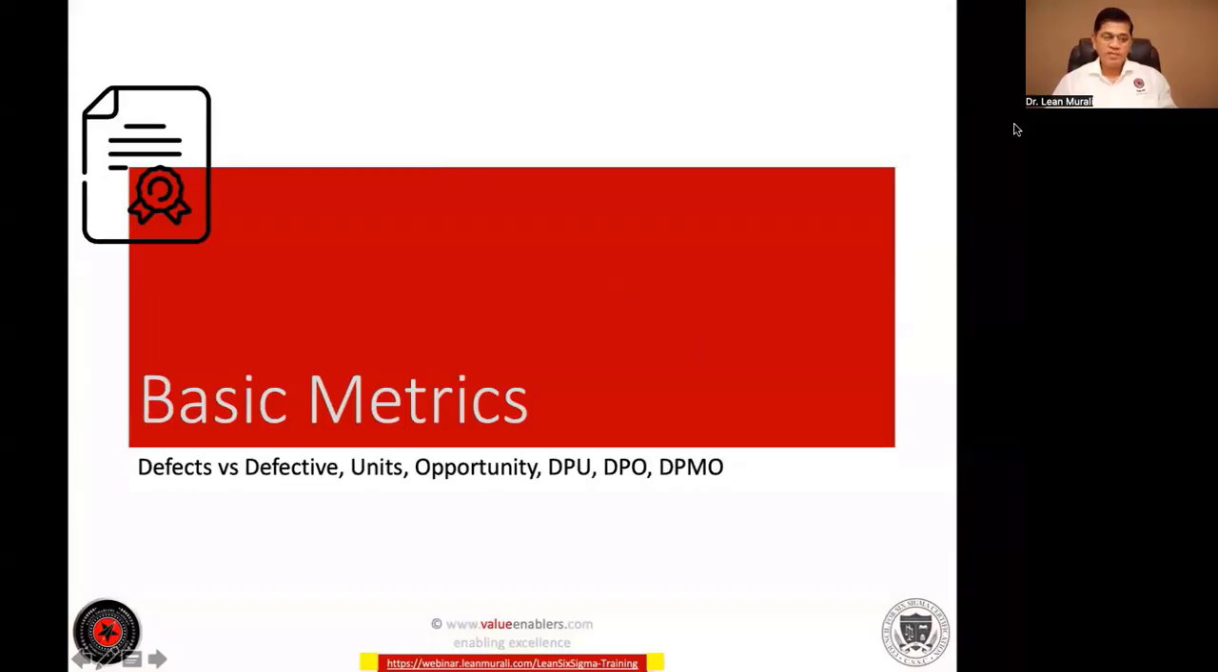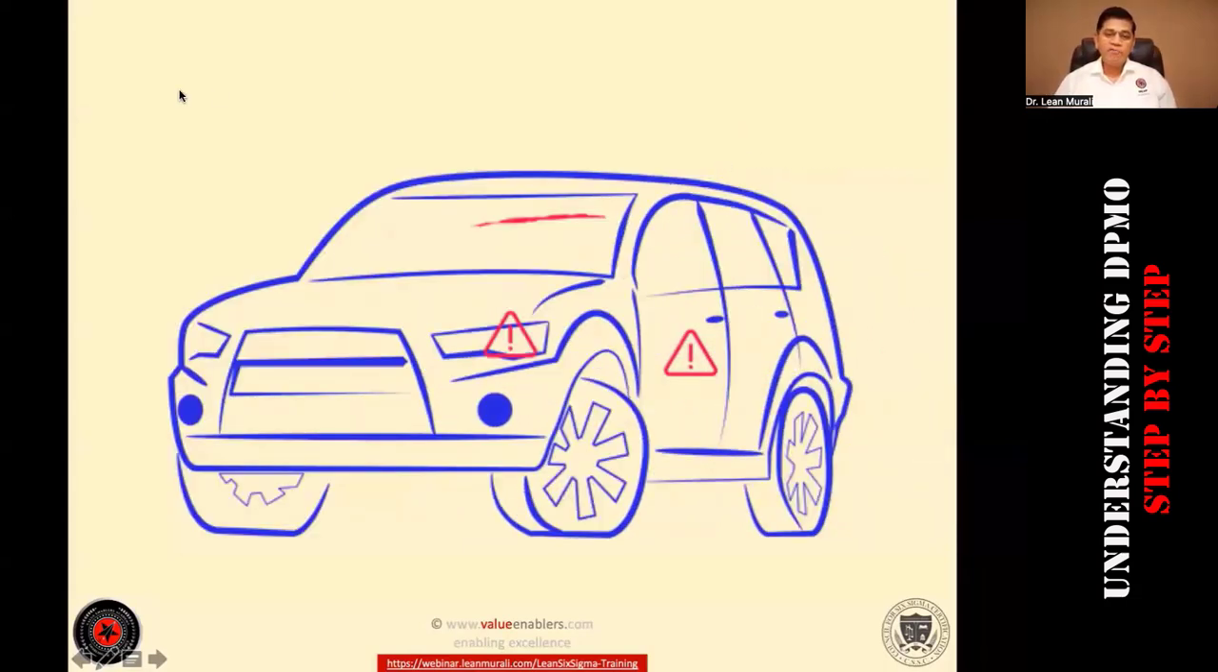The basic metrics, which is defects versus defectives and units, DPMO. Okay, now I'll get into this. You see a car, right? In this car, you find some exclamatory marks. How many exclamatory marks do you see on the car? 2 of them? Okay, fine. That means you are on the right screen and it's clear and visible.